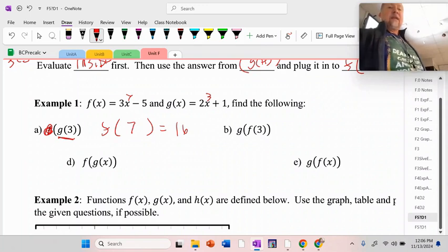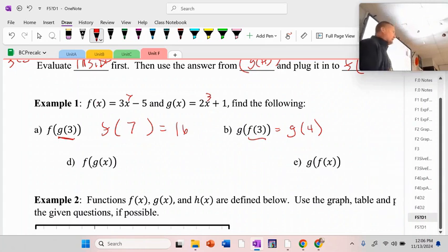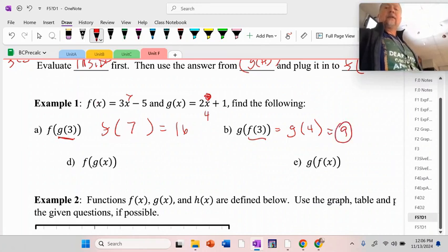So G of F of 3, hey, look, these are reversed. So now I have to go to this first. F of 3, 3 plugged in here. 3 times 3 is 9 minus 5 is what? 4. I really should not have to write these out, not in this class. All right? And then G of 4, what's 2 times 4 plus 1? 9. That's what I would need to see from you.